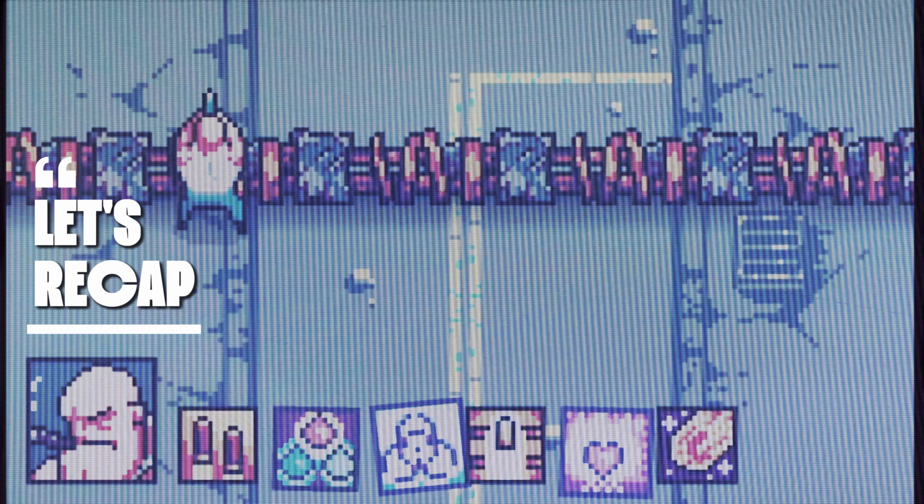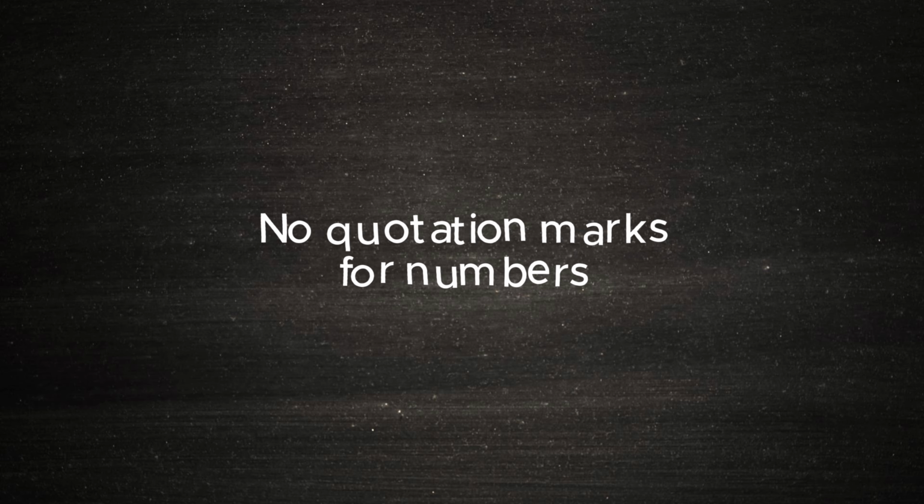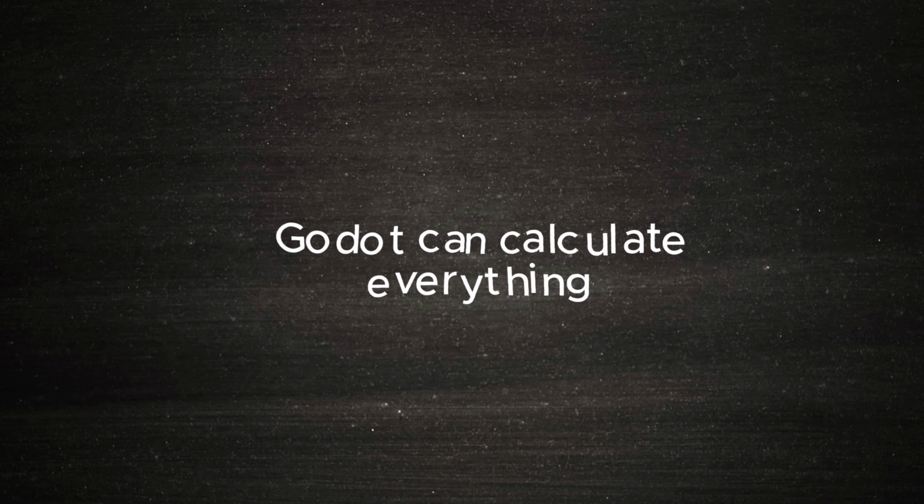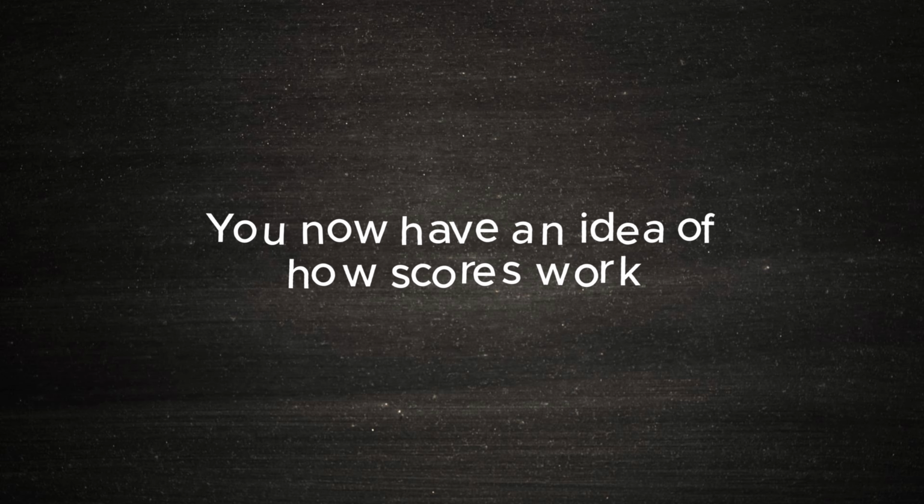So let's recap. We learned that numbers can be printed just like text. We saw that numbers don't use quotes. We used Godot as a calculator. We created variables with numbers and changed them. And we saw how to update values over time, like counting coins or points. Numbers are the foundation of scores, health, timers, and so much more.